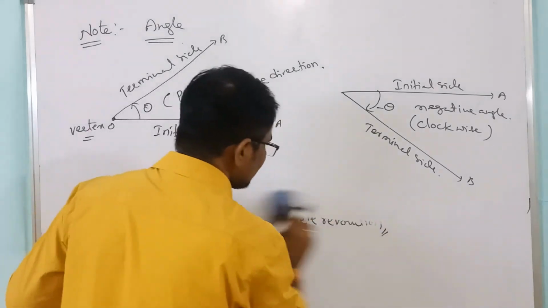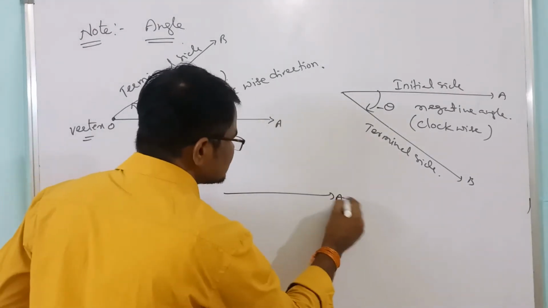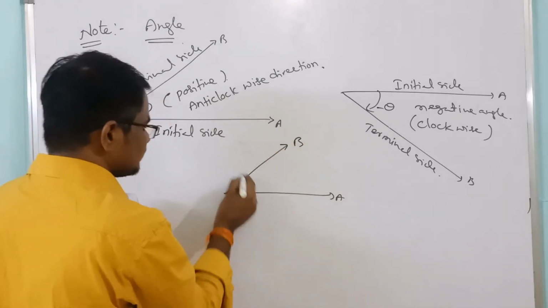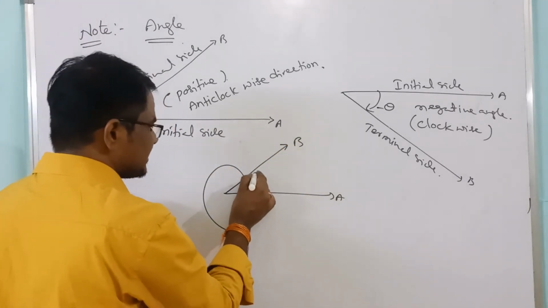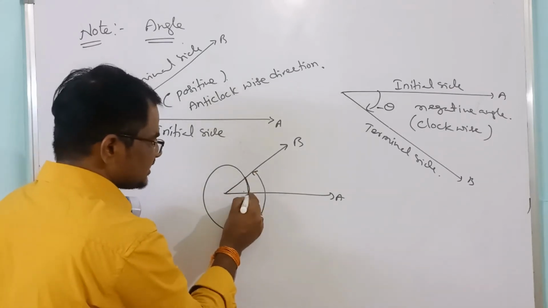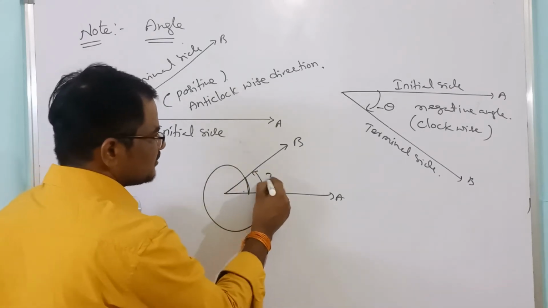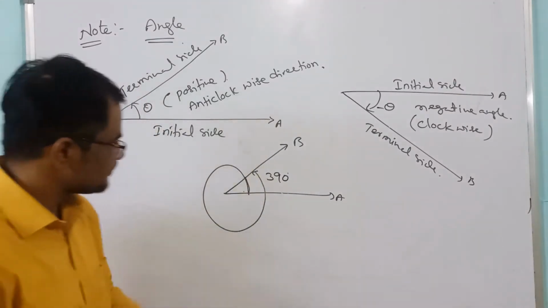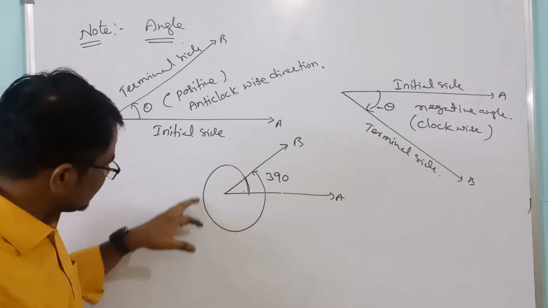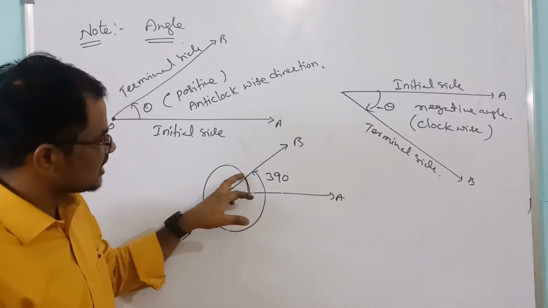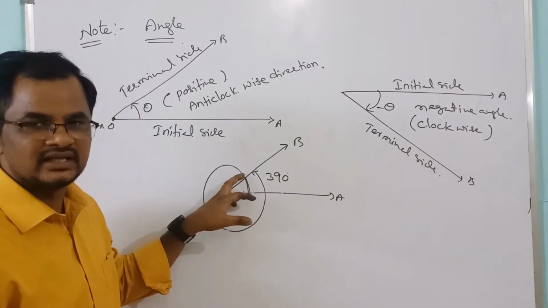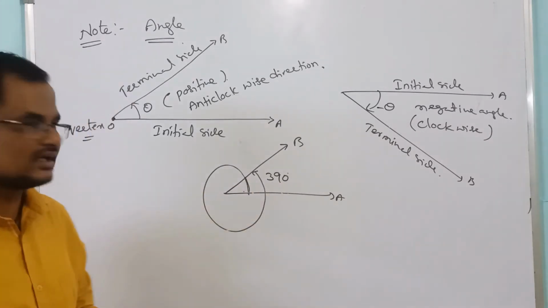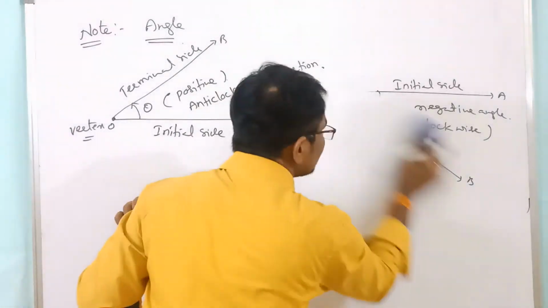Okay. Suppose it is initial. So here B is there. One complete revolution is complete, and again extra is there. Suppose here to here is 30, then total how much will you get? 360 plus 30, so you will get 390. Once you see here to here 360, again extra plus 30. Like that you will get angles. Okay?